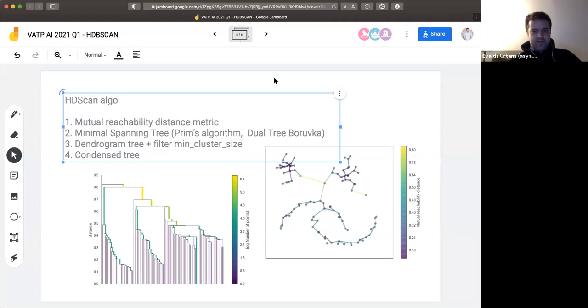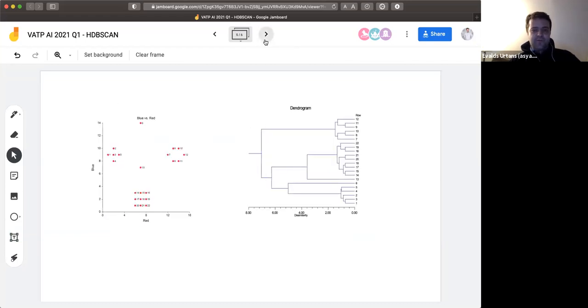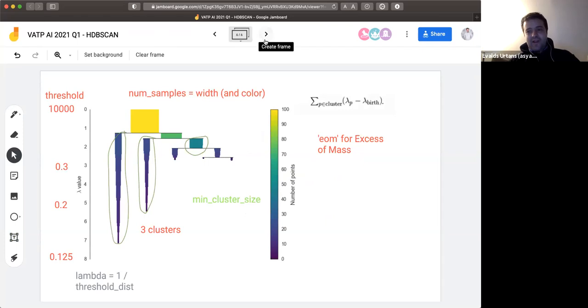Maybe I add here: filter minimal cluster size. And this algorithm, as you saw in the very beginning, also detects the noise. You can also get some kind of probability metric, how likely each cluster is to be associated with a noise data point, but in general, automatically it tries to eliminate noisy points. So, the minimal cluster size.